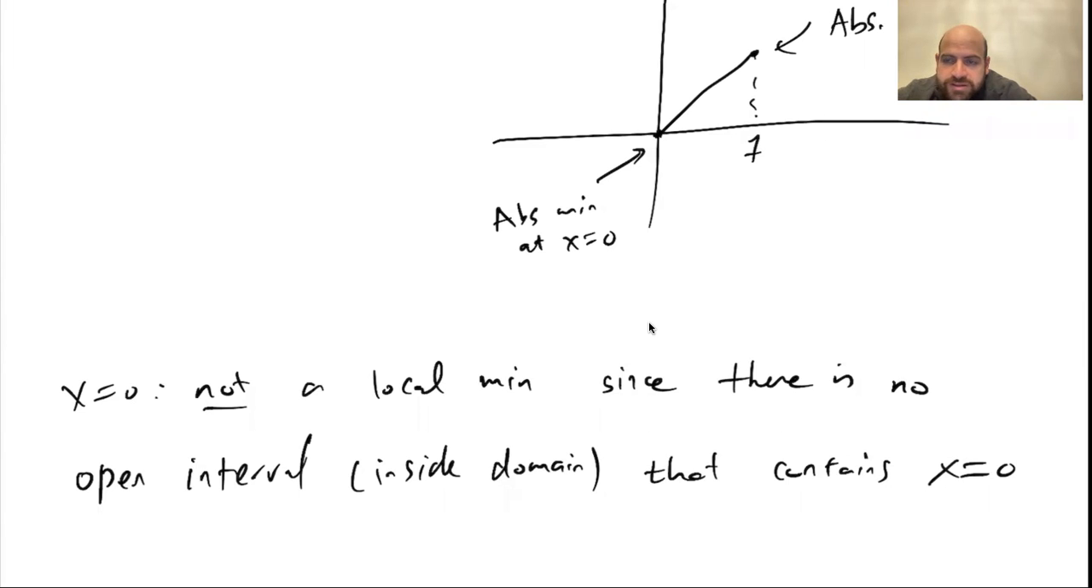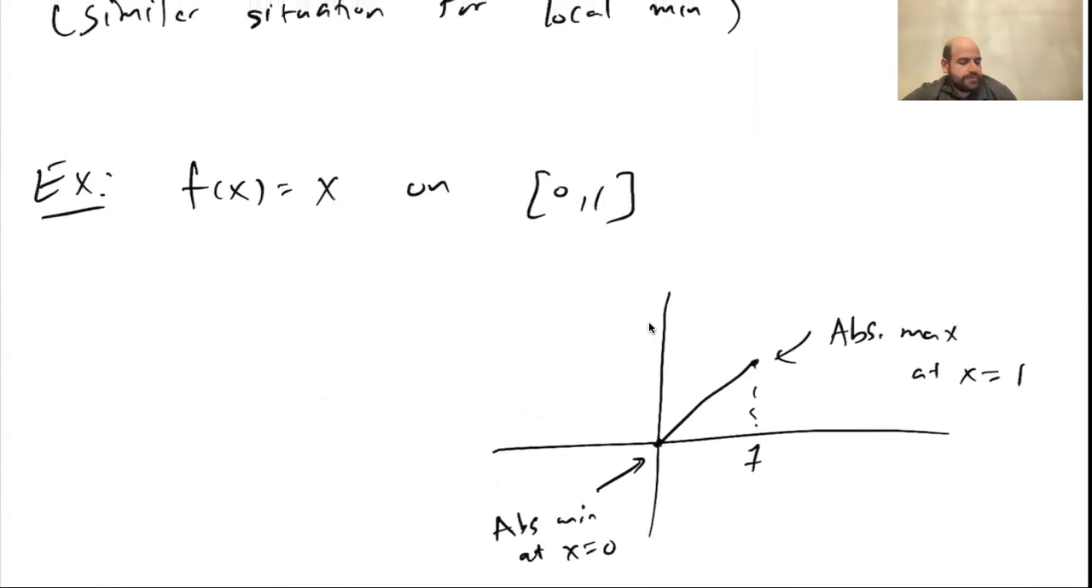An open interval inside the domain. Here the domain is the closed interval 0 to 1. So what type of open intervals contain 0? Well, if the open interval is from 0 to somewhere, it will not contain 0, because if it's open, 0 to something, then it won't contain 0. If you want an open interval to contain 0, it needs to start before 0. So minus point something, for example, to some positive number.